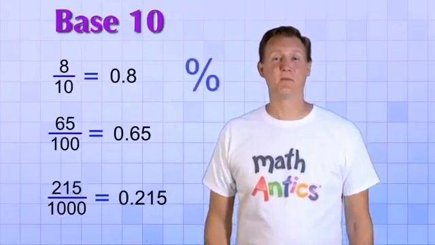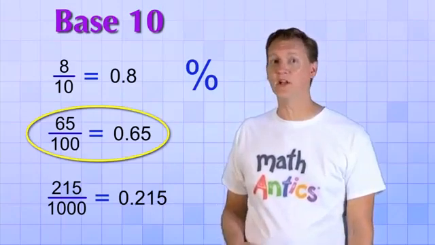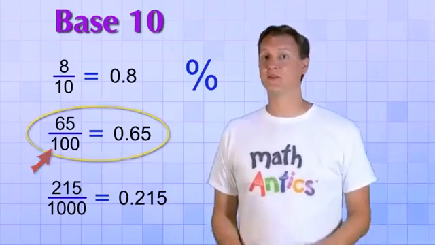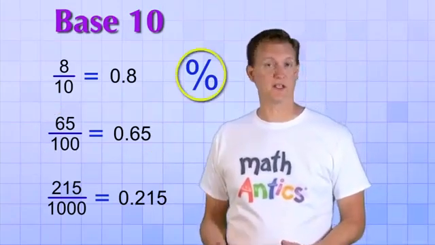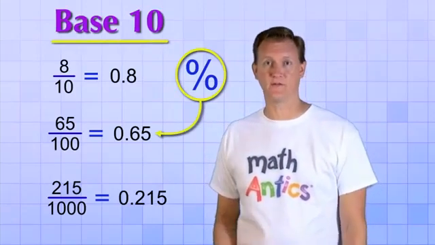Well, guess what? Percents are base 10 fractions. They're hundredths because their bottom number is always 100. That means it's really easy to rewrite a percentage as a decimal number. You can do it the same way as we did in the base 10 fractions video.